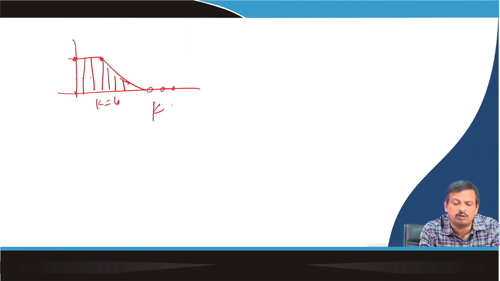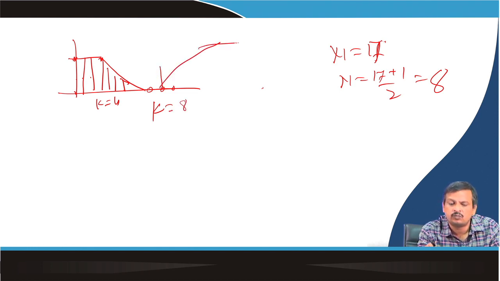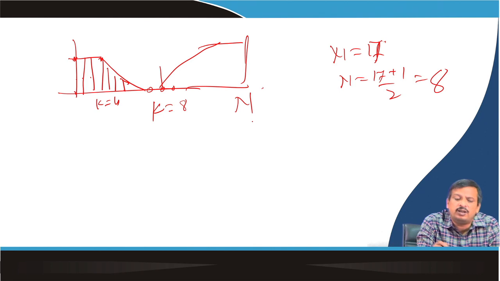If I say n equal to 17, what is the symmetry? n plus 1 divided by 2, that is 17 plus 1 divided by 2, is equal to 9. So, at k equal to 8, it will be symmetric. This is n. So, I can do that, and then I calculate h of n.